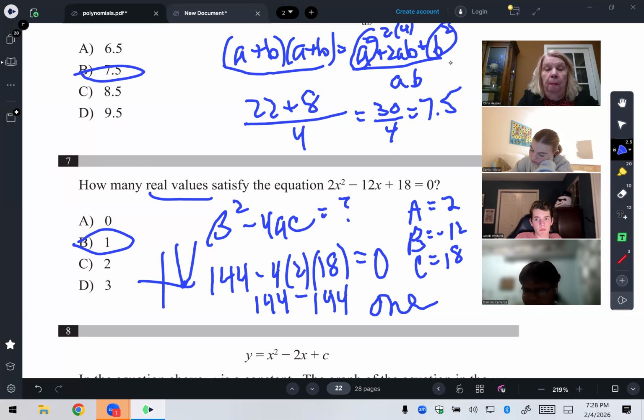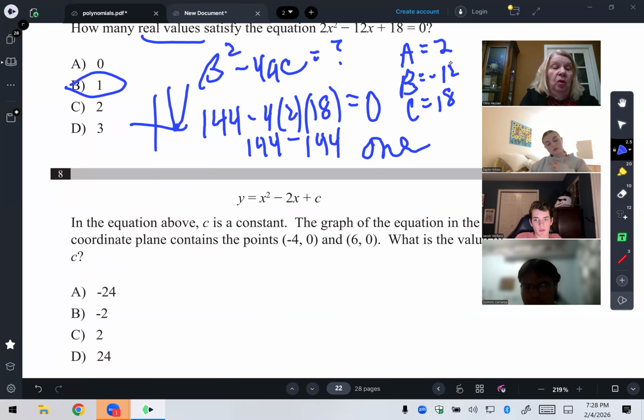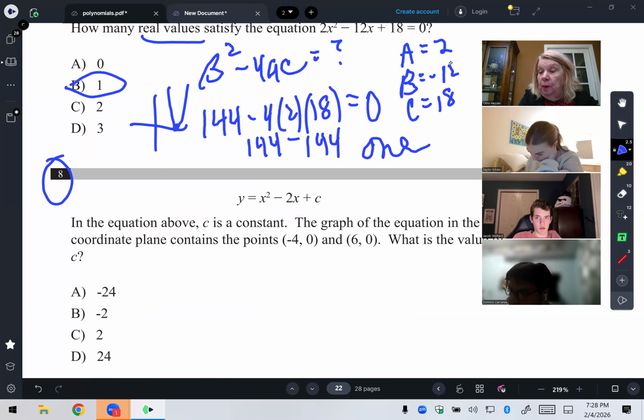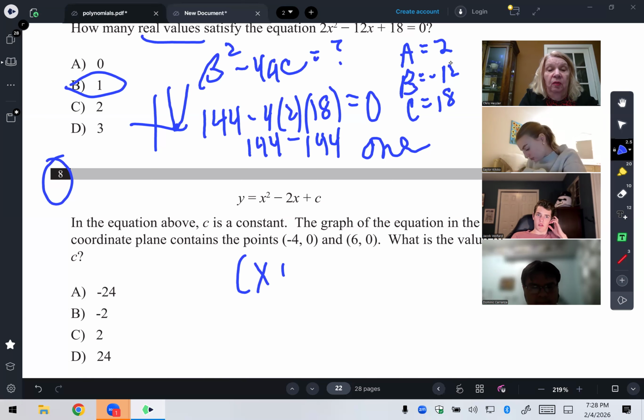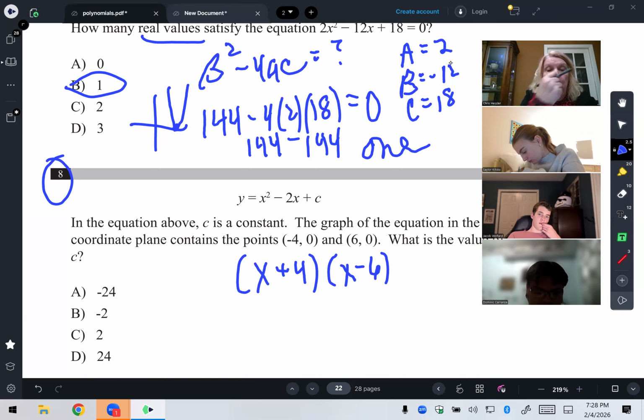Okay. All right, let's try number 8. We're almost done. So we have y equals x squared minus 2x plus c. So you could either put the points in, or they tell you the zeros, so you know the factored form. So either way you want to do this one. Yeah, x plus 4, x minus 6. So we could do x plus 4, x minus 6 equals 0.